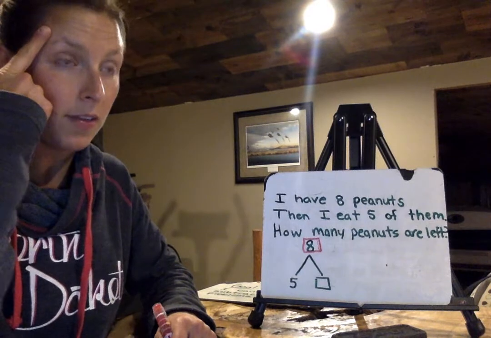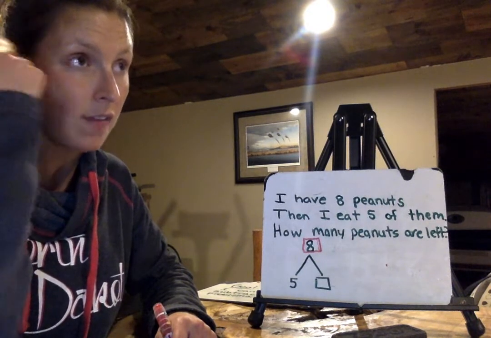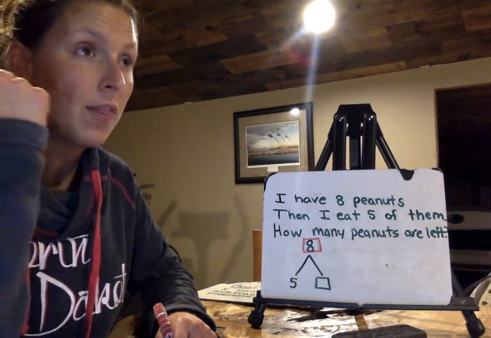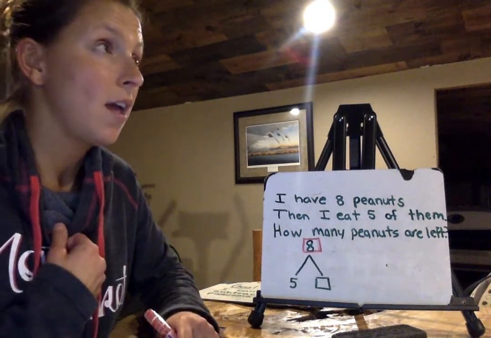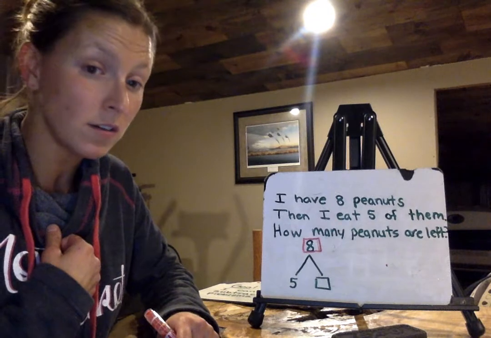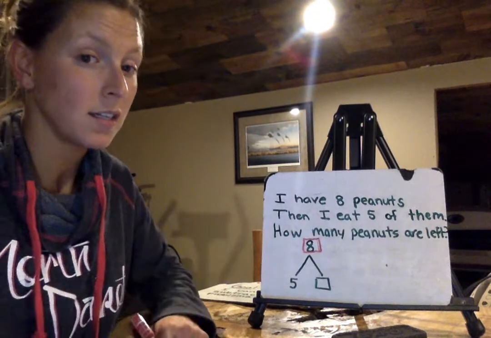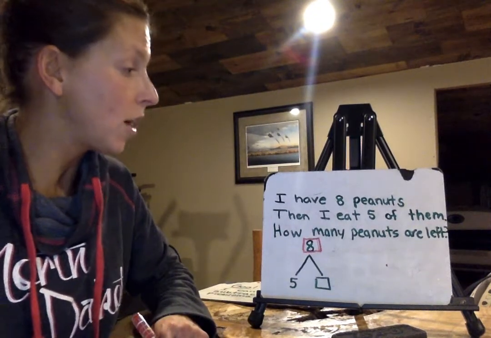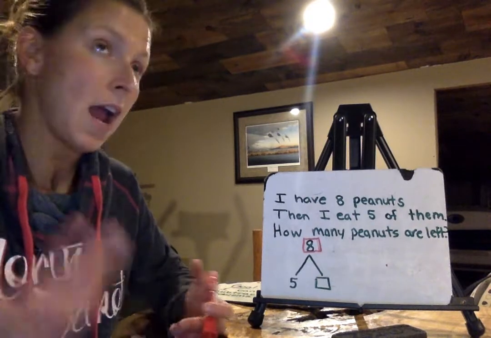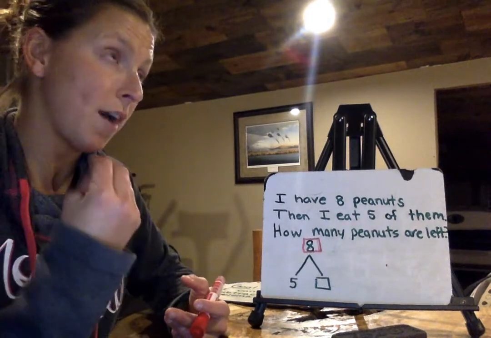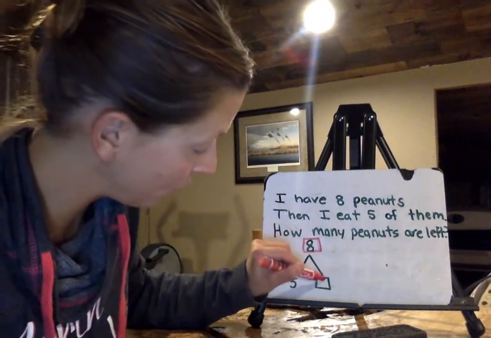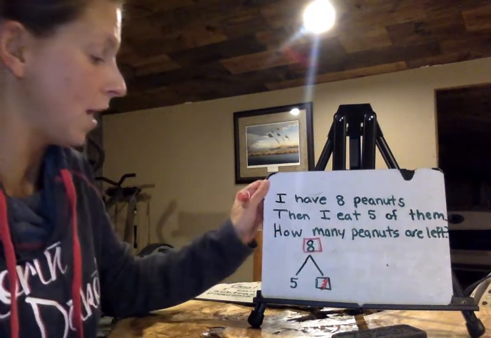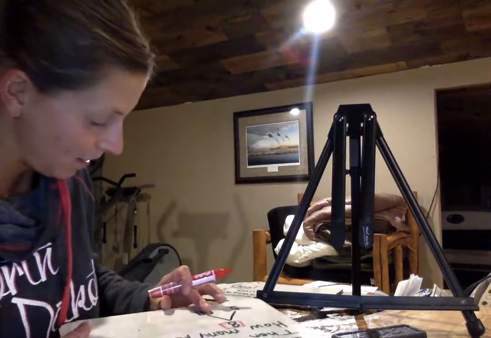In my brain, I think 8. Okay, I have 8 peanuts. But then I took away 5 of them. So I took 5 away. The unknown partner is how many I ate. Or how many are left, excuse me. So I think I took away 5, 6, 7, 8. So I had 3. Whoa, you cannot read that at all. Sorry about that.